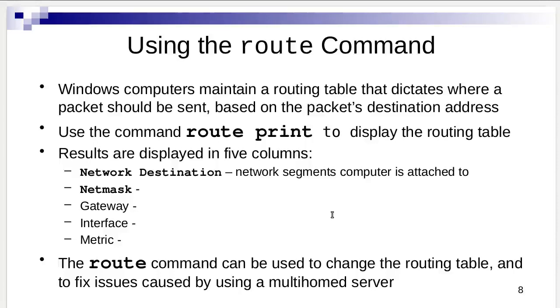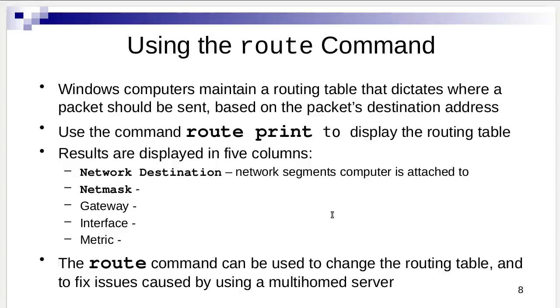So Windows computers do maintain a route table, or routing table, and what that tells you is where any packet should be sent based on the packet's destination address. We'll see more of this when we get to routing, and when we look inside the settings of a single router, you see the same kind of information: a routing table. You can open up a Windows command prompt and type in route space print, hit return, and you can see the routing table, and there'll be 5 columns.